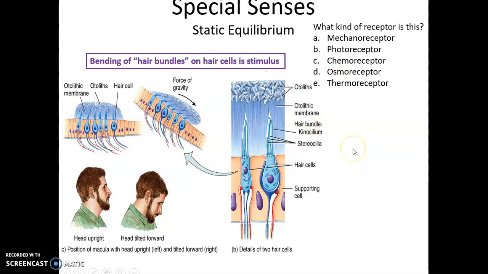And that means, of course, that hair cells are mechanoreceptors. Mechanoreceptors because their physical shape is changed. And that is the stimulus. That is the signal.